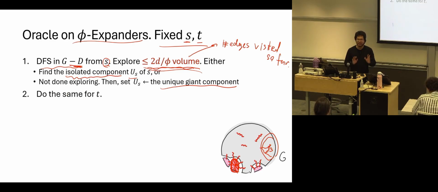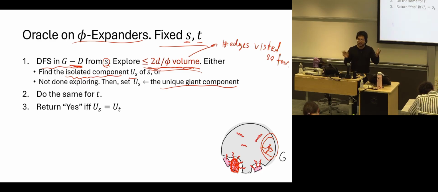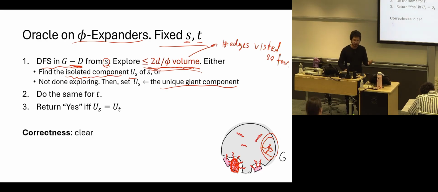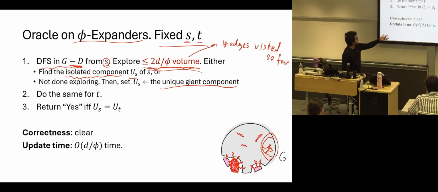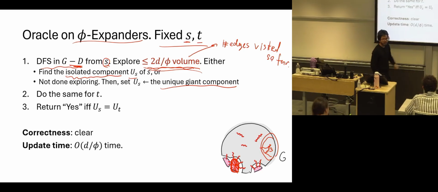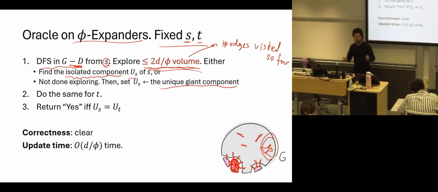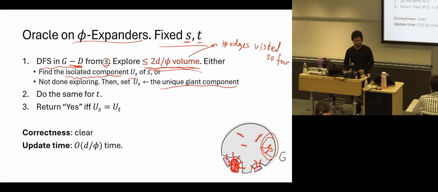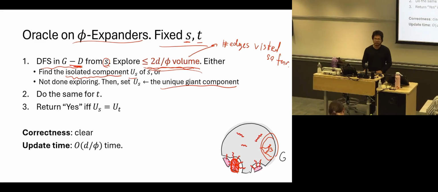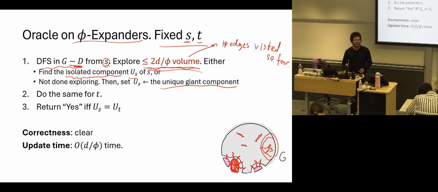And now do the same for T. Spend another D over phi time. And just return yes if the components are the same. That's it. So the correctness is hopefully clear, and the update time is D over phi, doing this from two vertices. Okay, so that's like a warm-up.